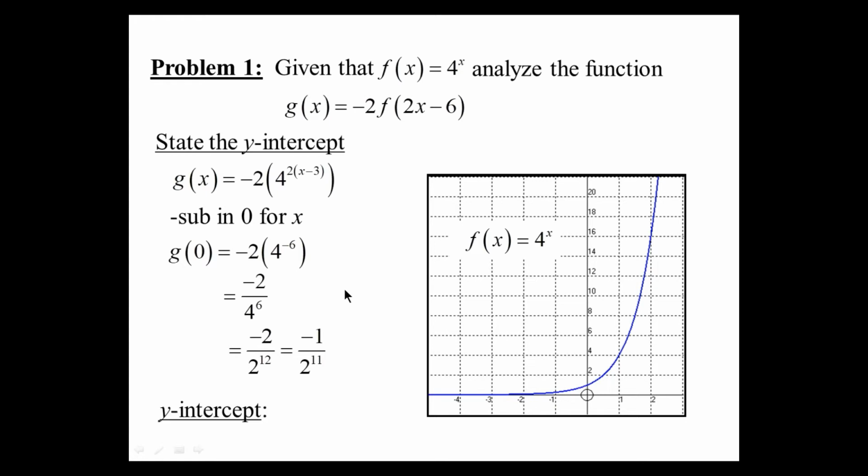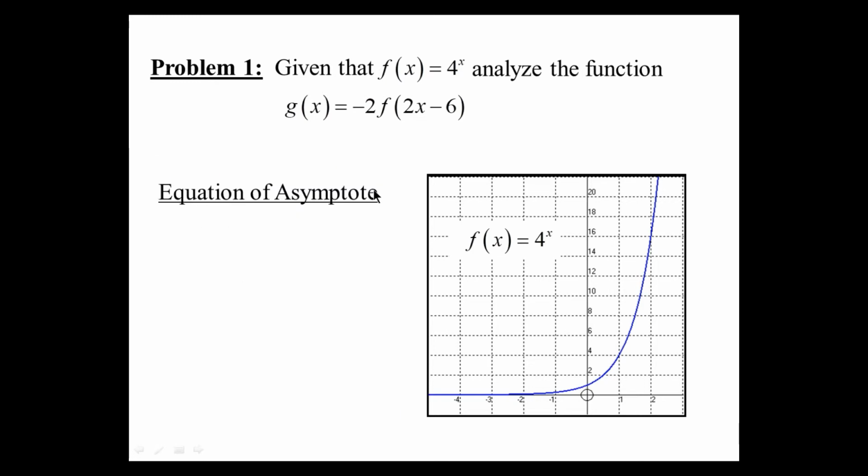I remember I did this. Y-intercept, yes, it's 0.05, and it's negative. So it's just below the origin right there. It's practically the origin. That's the y-intercept of this g of x. It's kind of a weird function. Let's move on and find the equation of the asymptote.